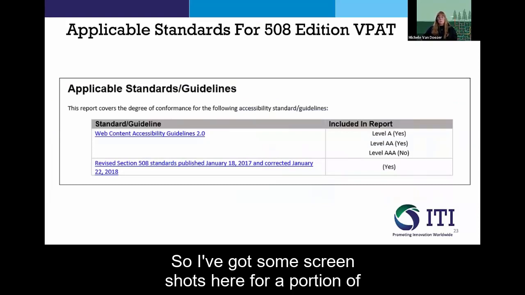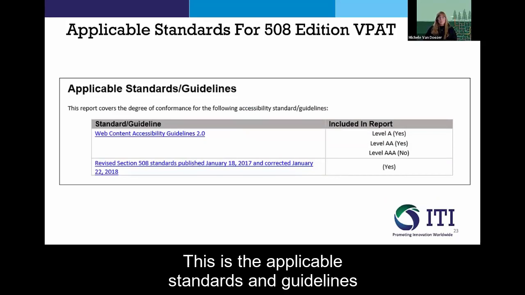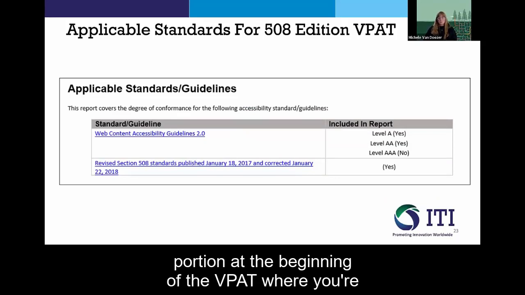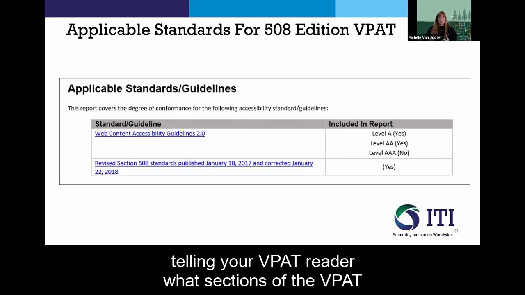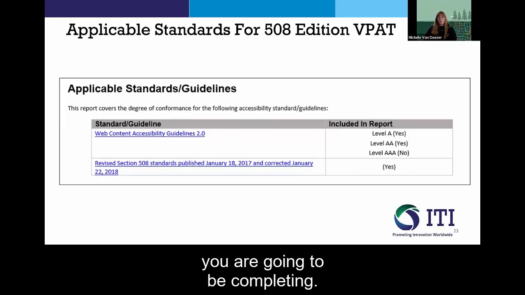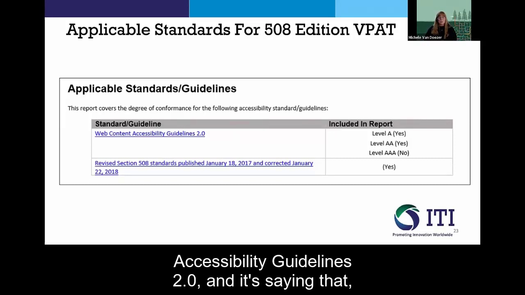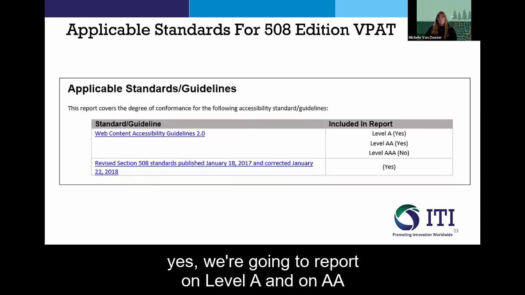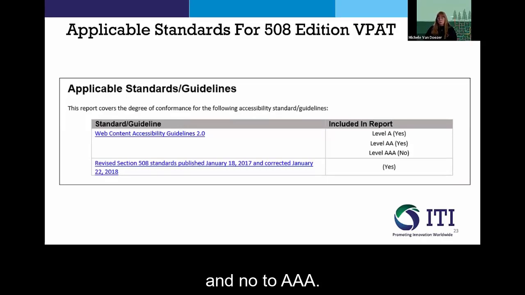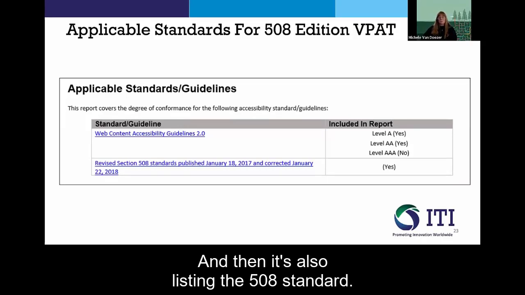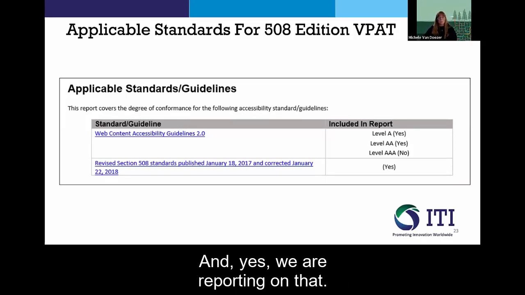So I've got some screenshots here for a portion of the VPAT. This is the applicable standards and guidelines portion at the beginning of the VPAT, where you're telling your VPAT reader what sections of the VPAT you are going to be completing. In this case, it's showing the Web Content Accessibility Guidelines 2.0, and it's saying that yes, we're going to report on level A and double A, and no to AAA, and then it's also listing the 508 standard, and yes, we're reporting on that.